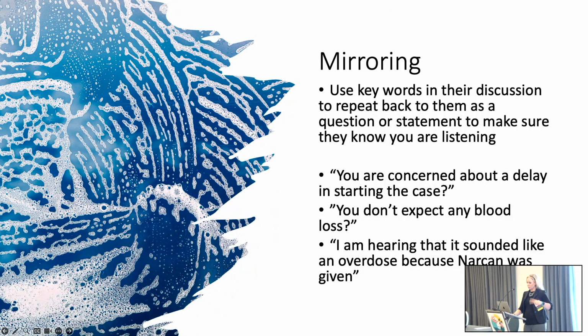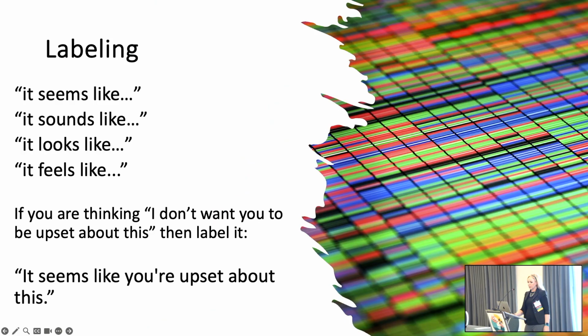Mirroring is where you repeat the phrase back. You're concerned about the delay. You don't expect blood loss. I'm hearing that it sounded like an overdose because Narcan was given. This is actually a specific complaint that occurred when somebody gave some fentanyl. They gave a little naloxone. Then the surgeon goes out before the anesthesiologist talks to them and says, yeah, they overdosed them on fentanyl, so they gave them some Narcan and they're fine now. And of course, the moment the anesthesiologist goes there, they're like, you overdosed my child and gave him Narcan? That is not the whole story. It was nothing like that. But being able to mirror is important. Labeling: seems like, it sounds like, it looks like, it feels like.